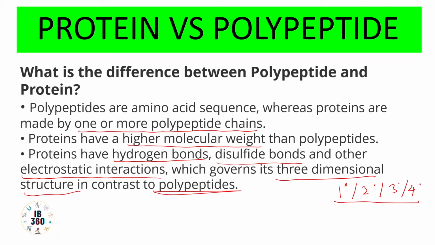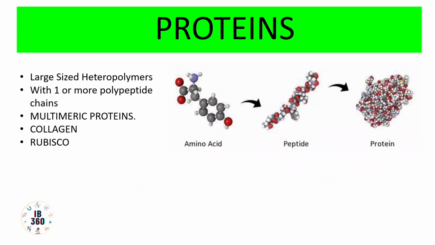Okay, so proteins are large-sized heteropolymers. Large size means macromolecules, and hetero because the amino acids which are its monomers are obviously not identical, and poly because there are many amino acids. Amino acids will form peptides, and many peptides form the polypeptides, and they will form the proteins. So they will be formed with one or more polypeptide chains.